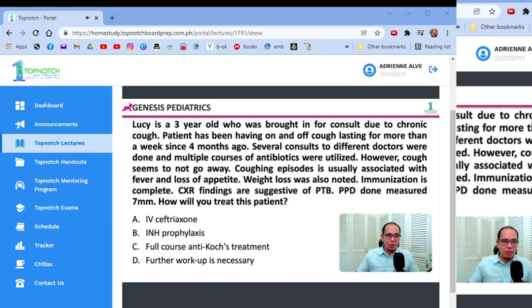Okay, so the answer would be, should you give INH prophylaxis only? Should you do further workup? Are you not yet convinced of your diagnosis? Or should you start your patient already on anti-Koch treatment? So after reading this case, you have to be thinking of TB already. The only question is if this is infection, exposure, or TB disease, di ba? Yun na lang dapat yung pinag-isipan niyo.